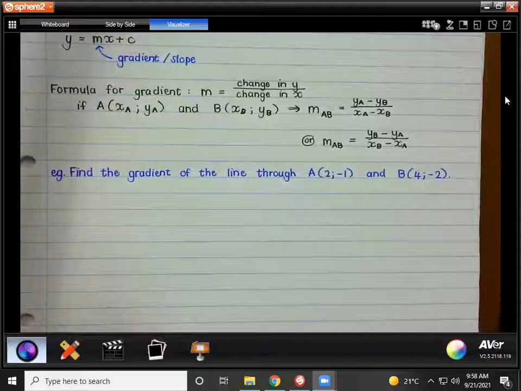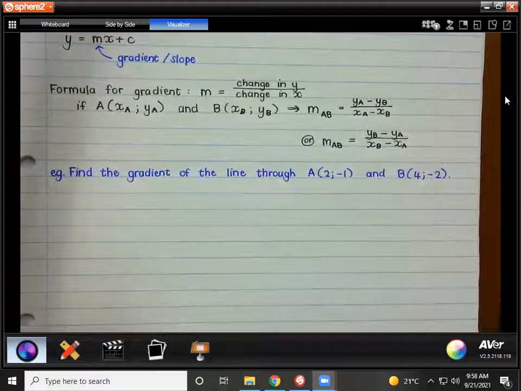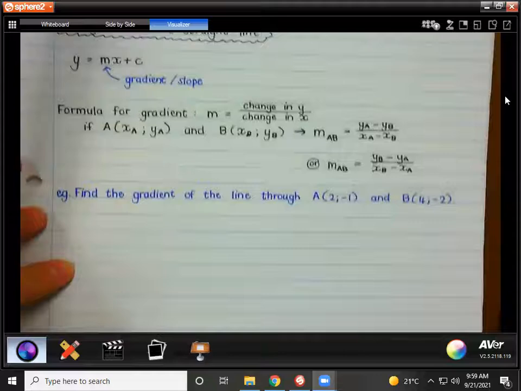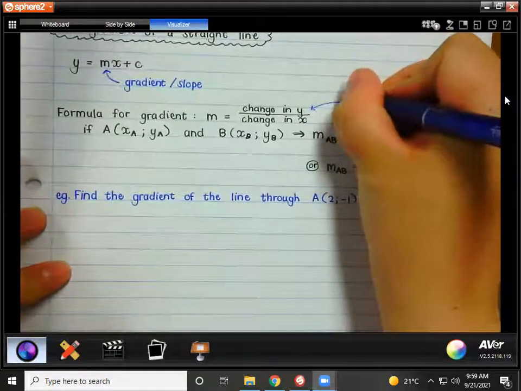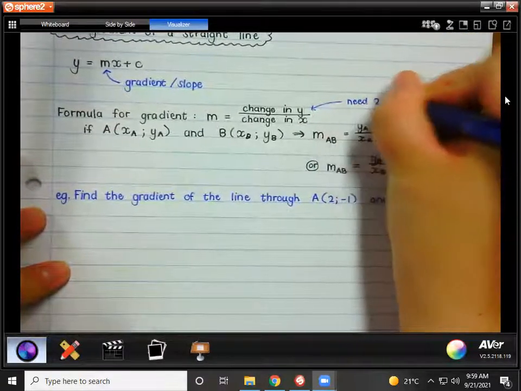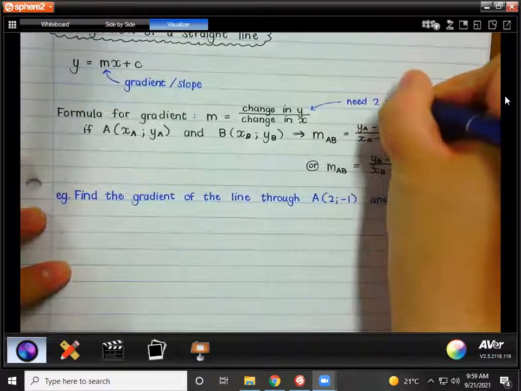Now, guys, for a gradient, you need 2 points always, okay? Because you have to do one y value minus another y value. So obviously you need 2 y values, right? Then at the bottom of the fraction, you have to do one x value minus another x value. So you need 2 x values. So to find the gradient, you do need 2 points always. Maybe we should just write that. Need 2 points.